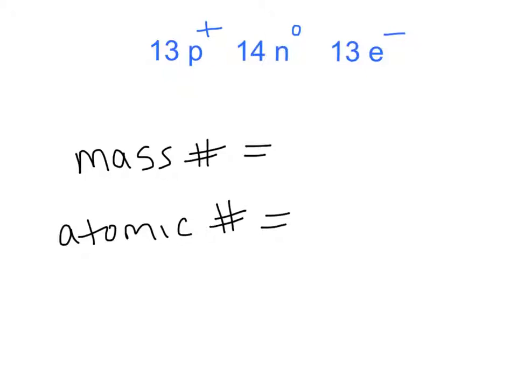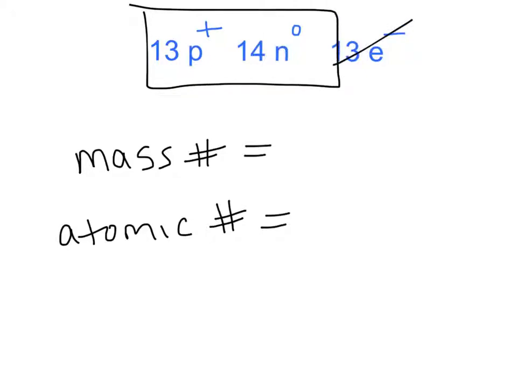So if an atom had 13 protons, 14 neutrons, and 13 electrons, its mass would be determined by these two particles. Because electrons are so small, they almost don't even add any mass to the atom. And so we're going to put in 1 for each proton we have and 1 for each neutron because their relative mass is 1. And so our mass number would be 27.